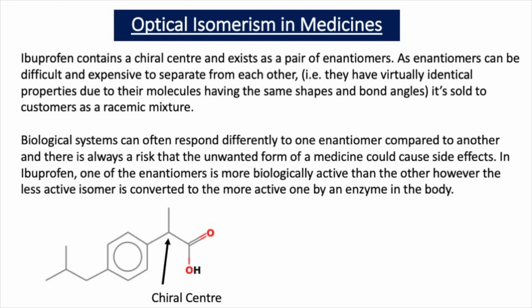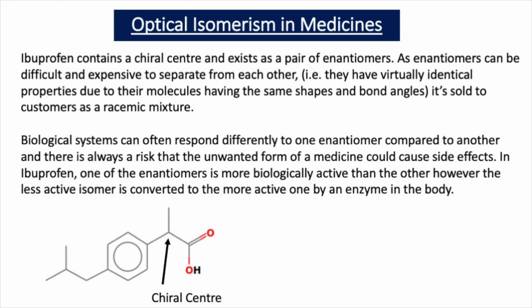Now, many medicines are organic molecules that contain chiral centers. One example is ibuprofen, which contains a chiral center and therefore exists as a pair of enantiomers. As enantiomers can be difficult and expensive to separate from each other because they have identical properties due to their molecules having the same shapes and bond angles, ibuprofen, like many medicines, is sold to customers as a racemic mixture, an equimolar mixture of both enantiomers.